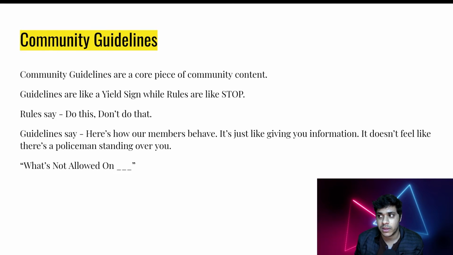You're telling them, hey, most of the members here, or members like me and you, what we do here is this and this. This is the kind of environment that we have created. So it's less policing and more giving them a healthy environment or showing them the way rather than just telling them what to do. You practice what you preach.